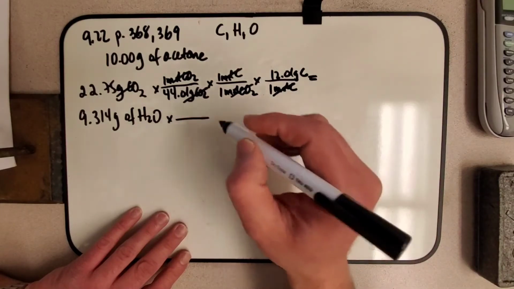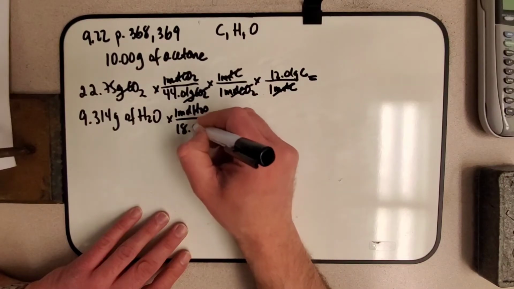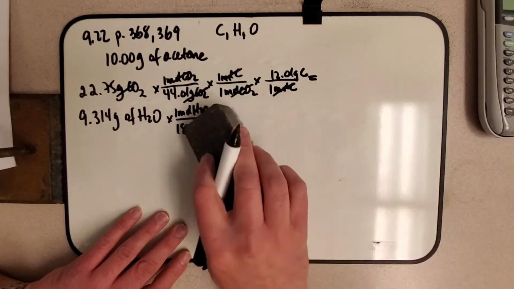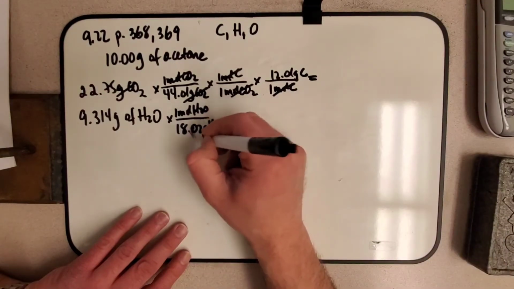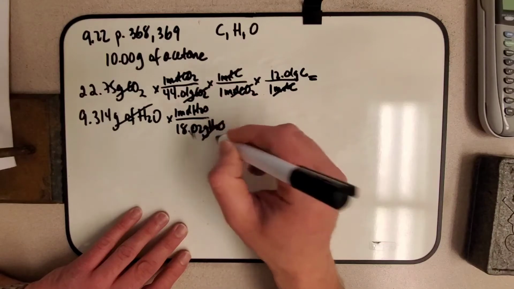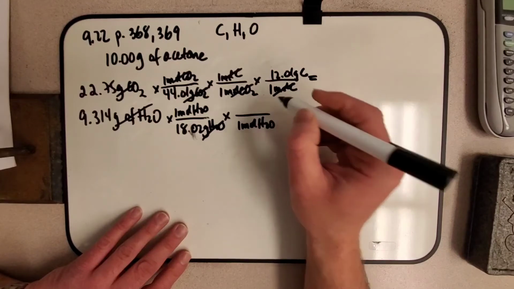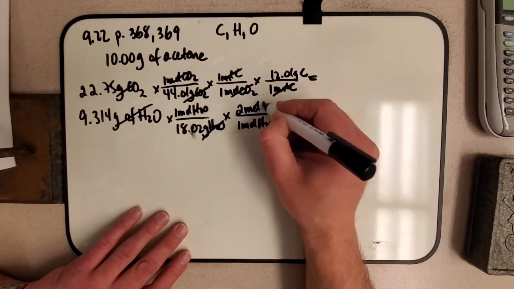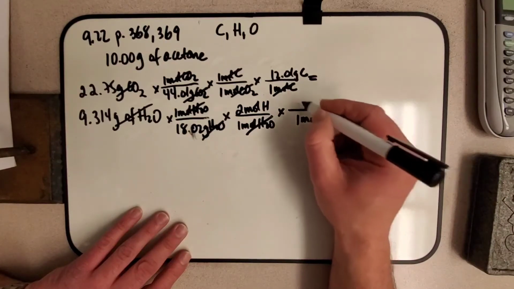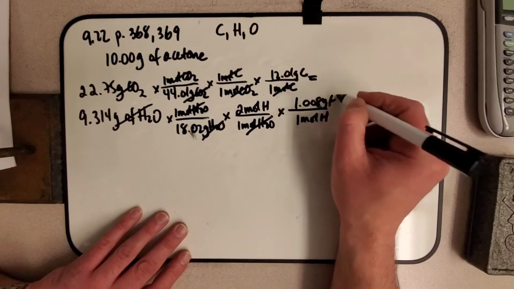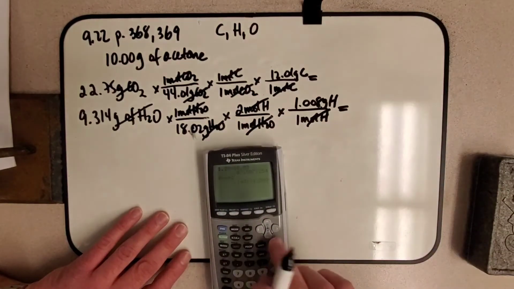We're going to do the same procedure here for the water molecule. 18.02. Got a little mistake here. Grams of H2O. Canceled. Again, don't forget grams. Times now 1 mole of H2O contains, don't forget, 2 moles of hydrogen here. And then times 1 mole of hydrogen is 1.008 grams of hydrogen. Canceled. And so let's find out the masses of each element in this particular compound.